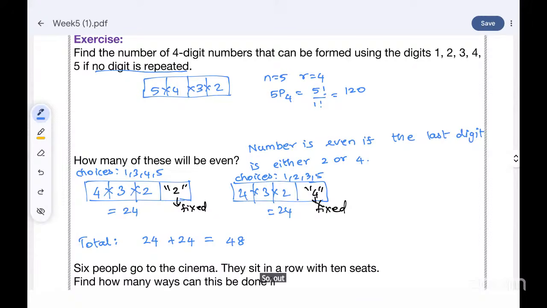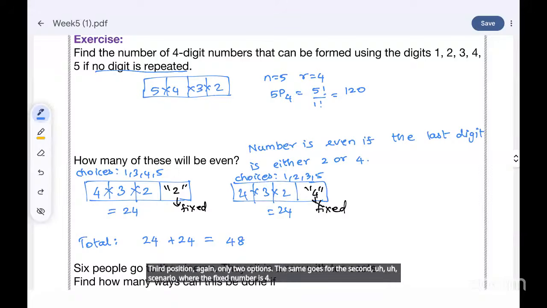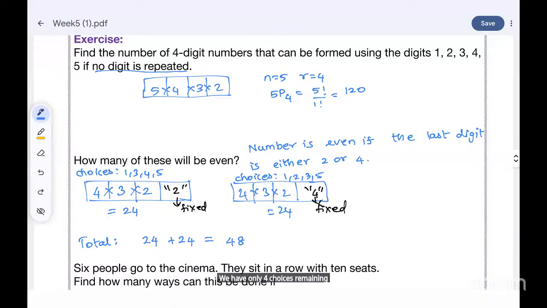So out of these 4 numbers, any one number will come in the first position. Then, since another number is already taken, in the second position there are only 3 options. Third position, again only 2 options. The same goes for the second scenario where the fixed number is 4. We have only 4 choices remaining because we are not considering 4 again. Is that clear? Okay, ma'am. Got it.